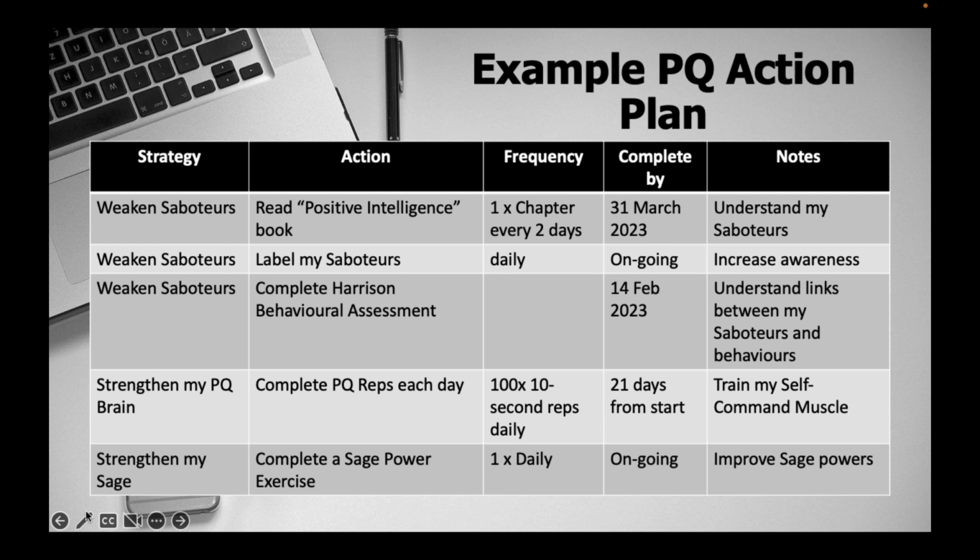Strengthen your PQ brain. That's about PQ reps each day. I was stunned how important they are and how effective they are. And that's about training your self-command muscle. And then the last one is strengthen your sage. So that's complete a sage power exercise, do one daily, and do that for a number of weeks. All right. So that's a plan that you might use, and it's probably an example of one that you could use to pull together. All right. And if you like, just copy that whole plan and just go for it.